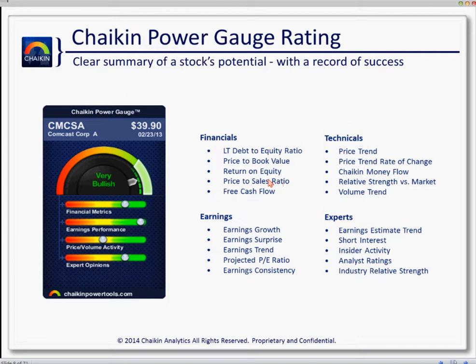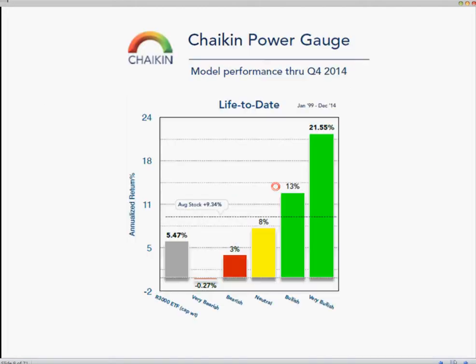So very important. Then finally, within expert opinions, industry group relative strength. This is a way to get a tailwind on your long positions and avoid the headwinds of the weak industry groups. So how do we validate the model?